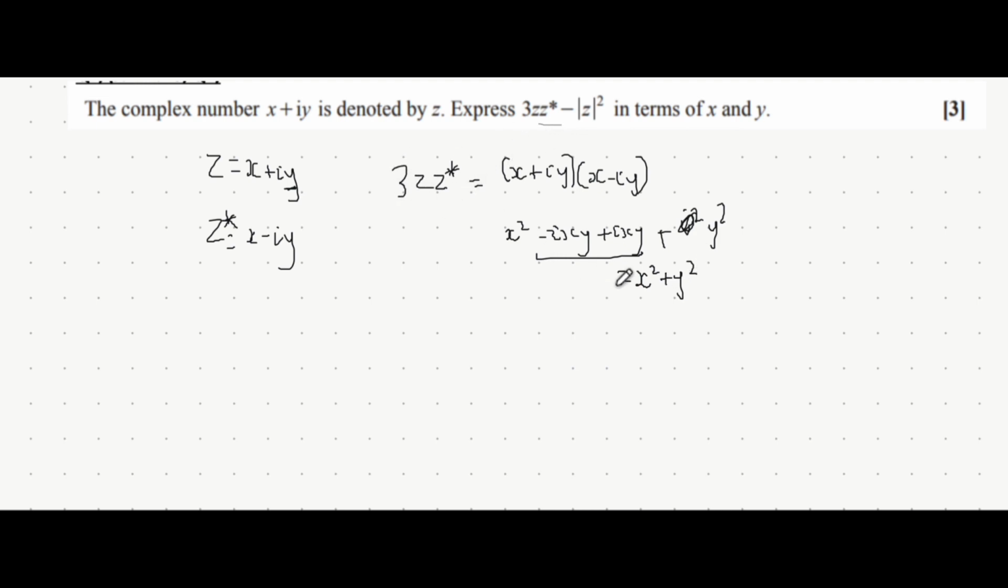If you now multiply all of that by 3, that will be a factor of 3 larger for each individual term. So in this case, it will be 3x squared plus 3y squared.